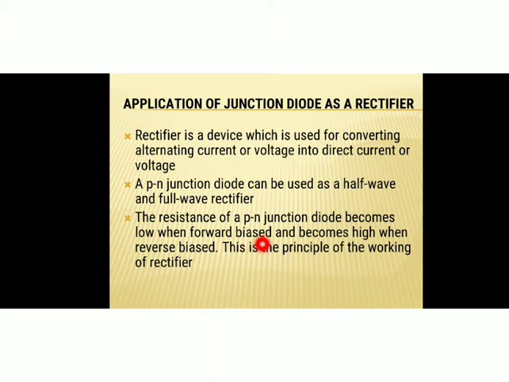It's true, isn't it? In the previous session we had seen that whenever the PN junction diode is forward biased, more current flows through the diode. When more current flows through the diode, its resistance will be less. So the resistance of a PN junction diode becomes low when forward biased and becomes high when it is reverse biased, because when the diode is reverse biased, negligible current flows through it. Hence resistance becomes high. This is the principle of the working of a rectifier. So let's discuss the working of the half wave rectifier first.